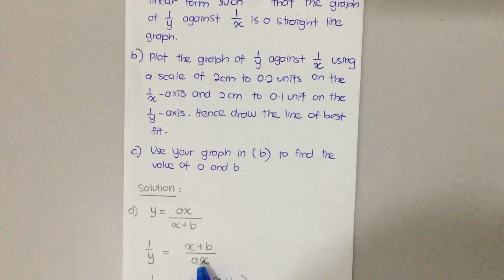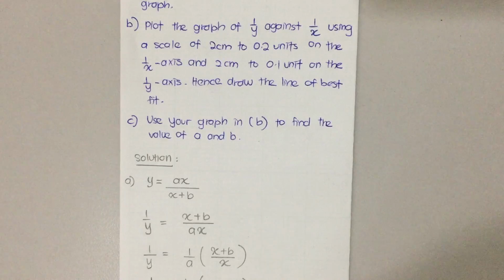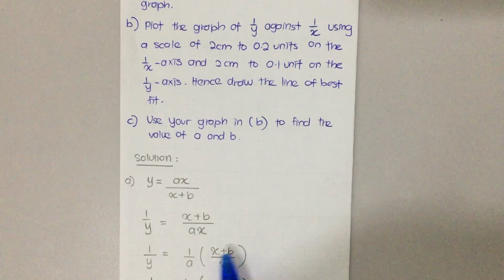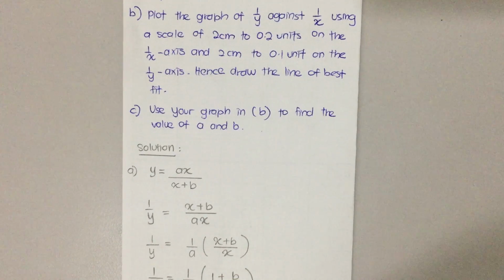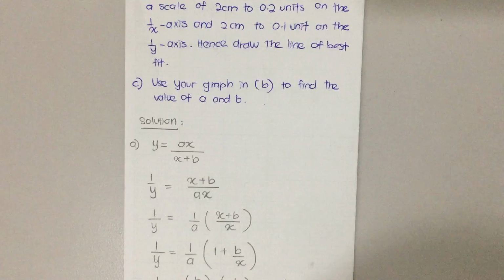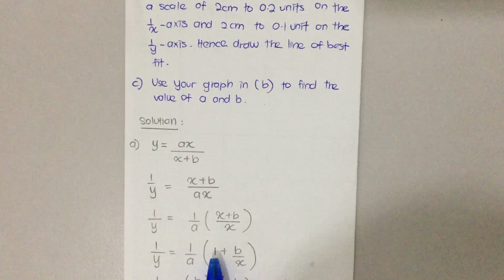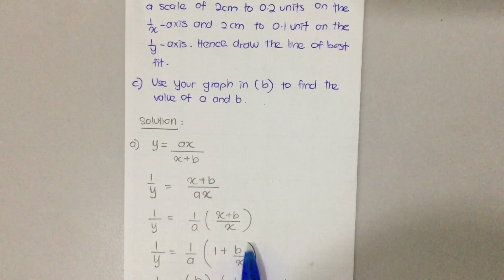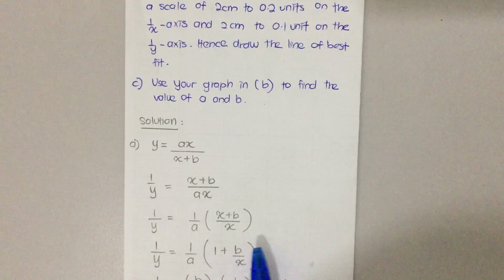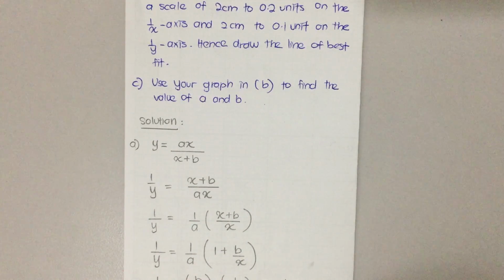For the next step, we're going to factor out 1 over a. Let's take a look. From here you get 1 over y equals 1 over a, x plus b over x. Okay, so we're going to rearrange this equation such that it's going to form a 1 over x. Let us continue. So from here you get 1 over y equals 1 over a, which you rearrange to 1 plus b over x. This b over x, we can further factor out the b and write in terms of 1 over x, guys.